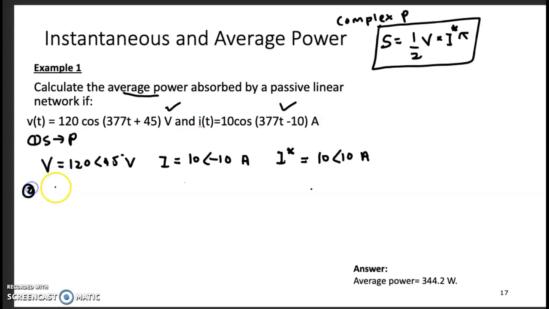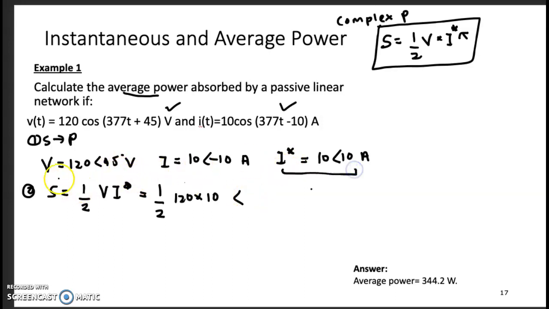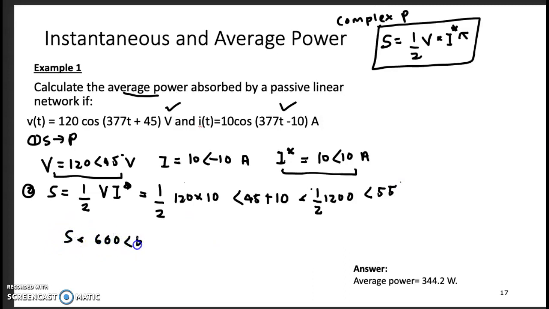Number 2, start to calculate the complex power. Half V I conjugate. So you're going to have half, and you take the magnitude 120 multiplied by 10. The angle you need to add, of course, the conjugate and also the V, so it becomes 45 plus 10. So you get half of 1200 angle 55, or the final answer is actually 600 angle 55.